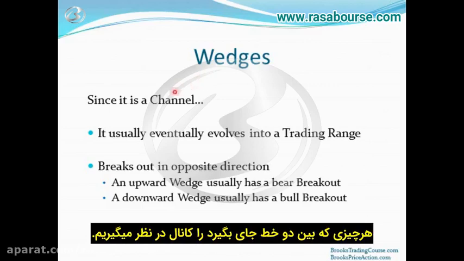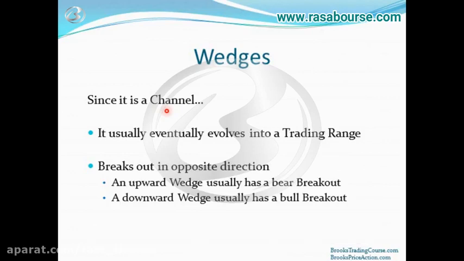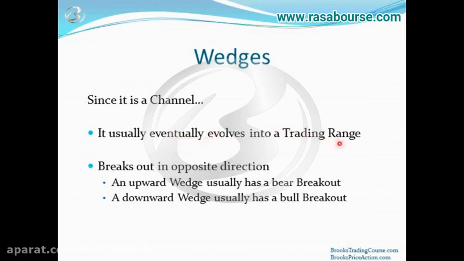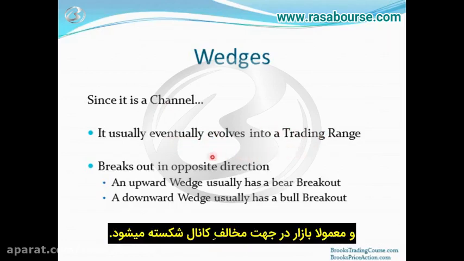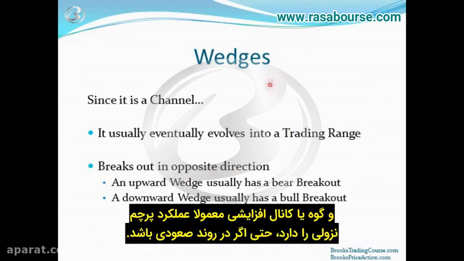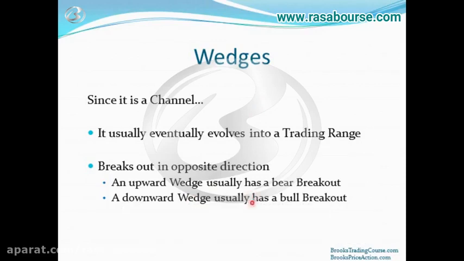Wedges are channels. Anything contained within 2 lines is a channel. It doesn't matter if the lines are converging, if they're parallel or diverging. And like all channels, usually the market will evolve into a trading range. And usually the market breaks out in the opposite direction of the channel. So an upward wedge usually has a bear breakout, and the upward channel usually functions as a bear flag, even if it's in a bull trend. If you have a downward wedge, it usually behaves like a bull flag and has a bull breakout.